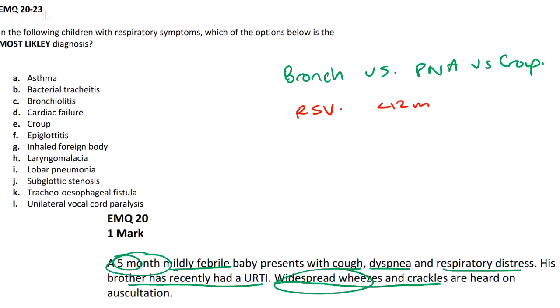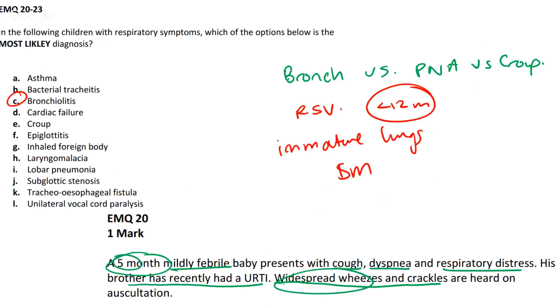Okay, so why does it affect this age group? Usually less than 12 months old. Does anybody know? Because they have immature lungs. They do not have smooth muscle, which is why we can't diagnose a neonate with asthma, because for asthma you need smooth muscle and smooth muscle receptors. That's why we call it viral-induced wheeze. Because they don't have smooth muscle, they're very susceptible to congestion of the lungs, and that's why they get bronchiolitis.